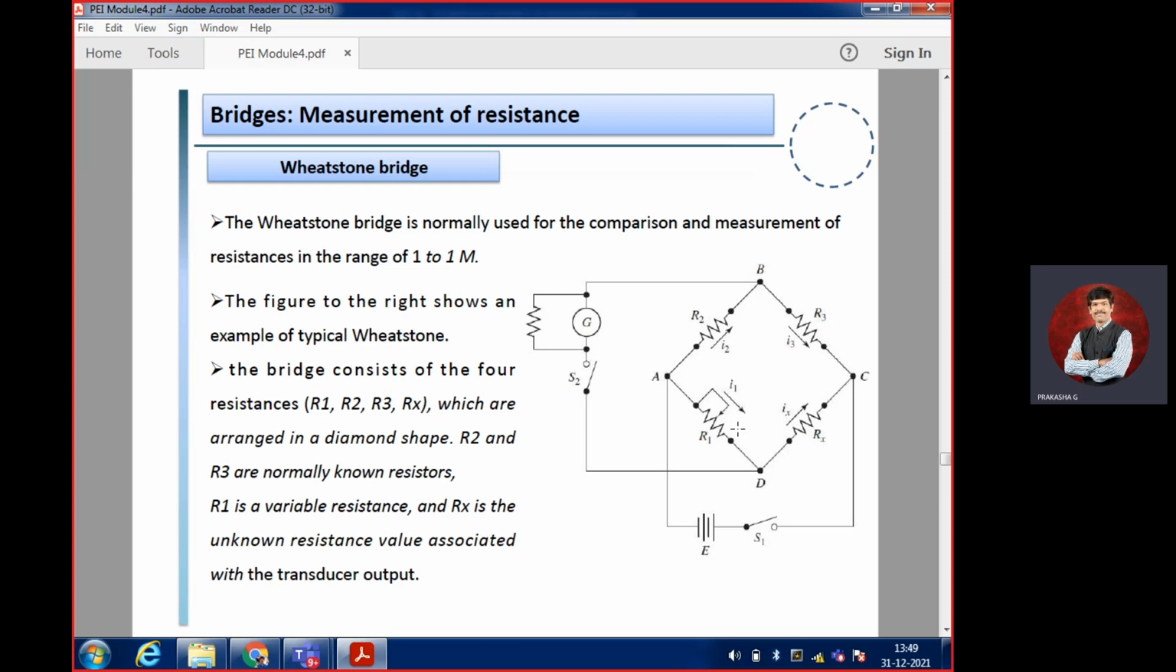Note down the circuit. Can we note down? Just note down the circuit, and I think I need to switch off these lights.